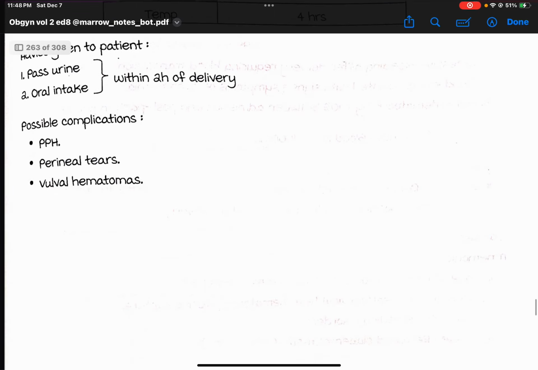Possible complications: postpartum hemorrhage, perineal tears, vulval hematomas.